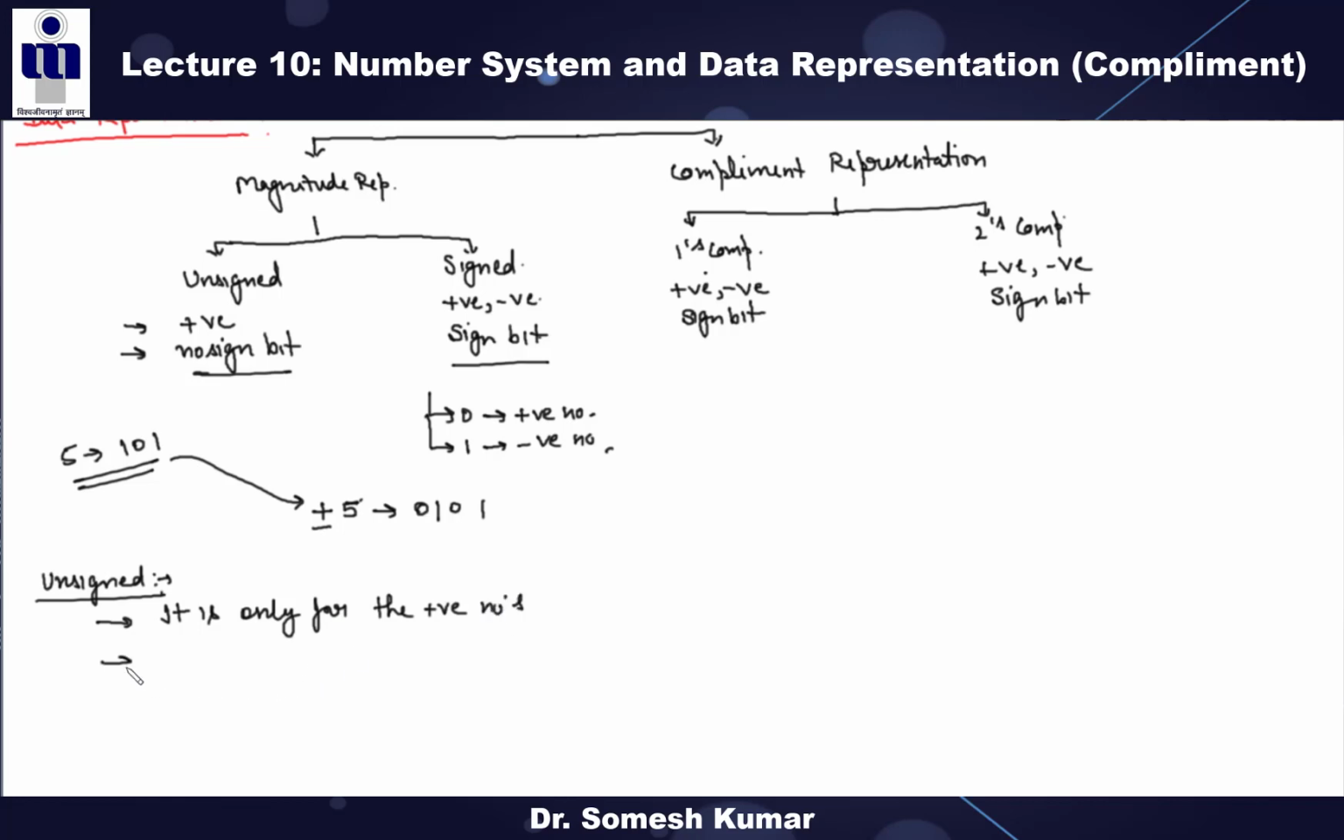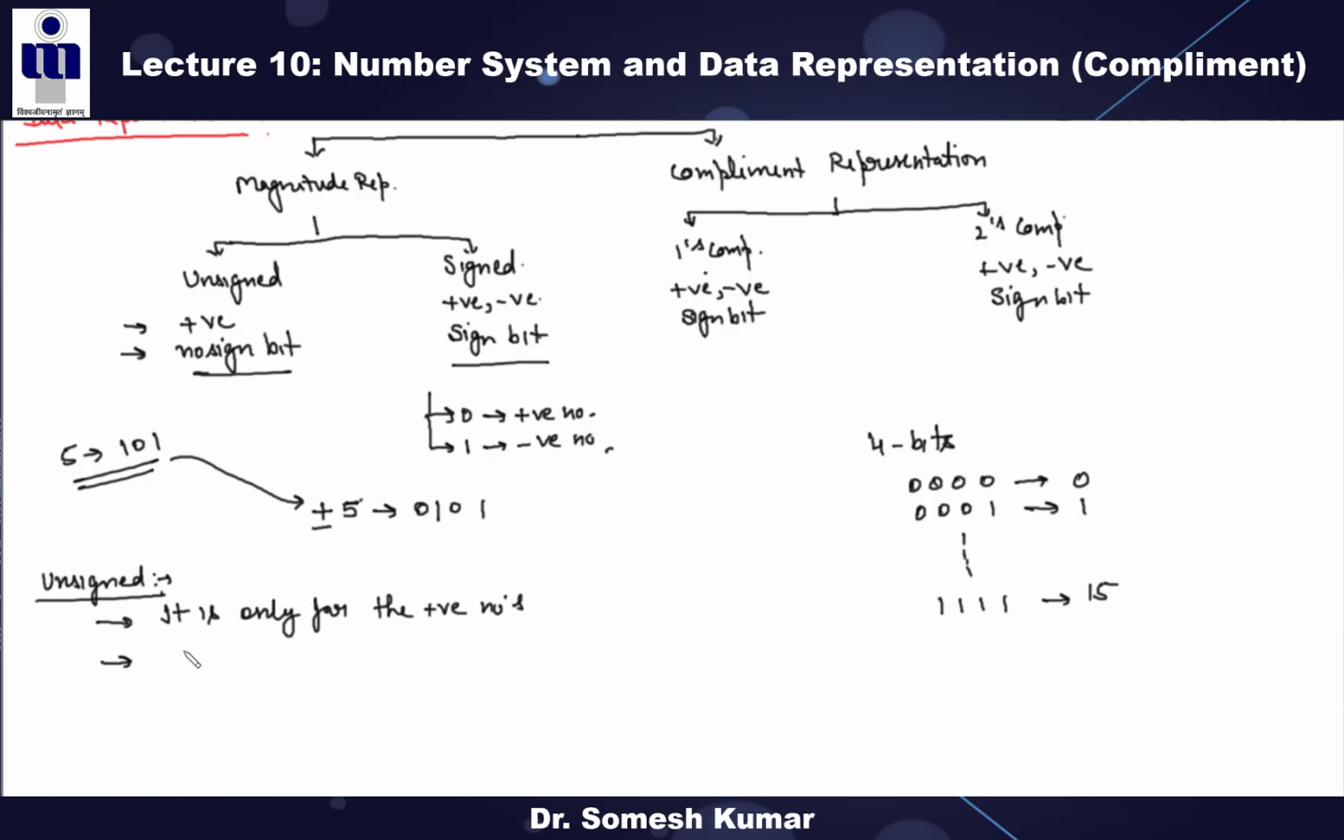So what is the range of this? For example, there are 4 bits. 4 bits 0 0 0 0 represents 0. Next, 0 0 0 1 represents which number? 1. And it will go up to 1 1 1 1. The maximum number for 4 bits is 1 1 1 1. What is this 1 1 1 1 in decimal? It is 15.